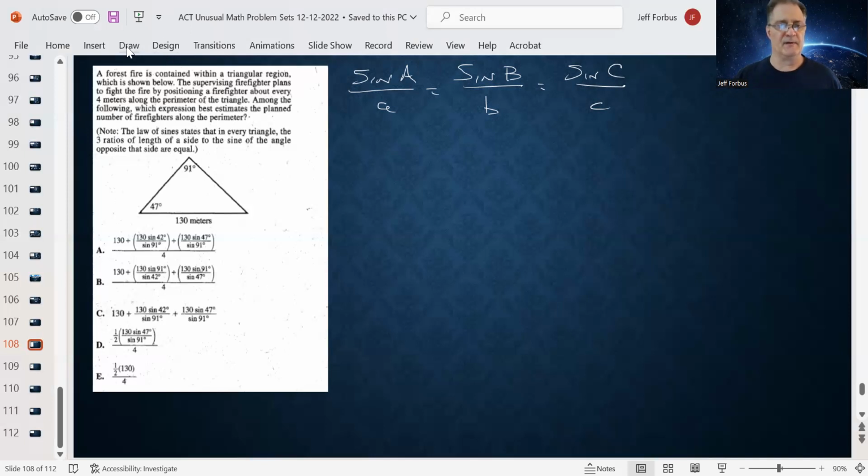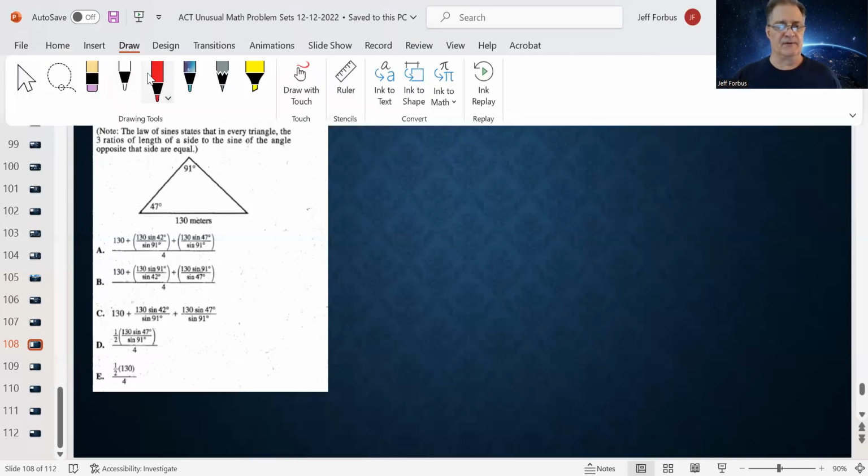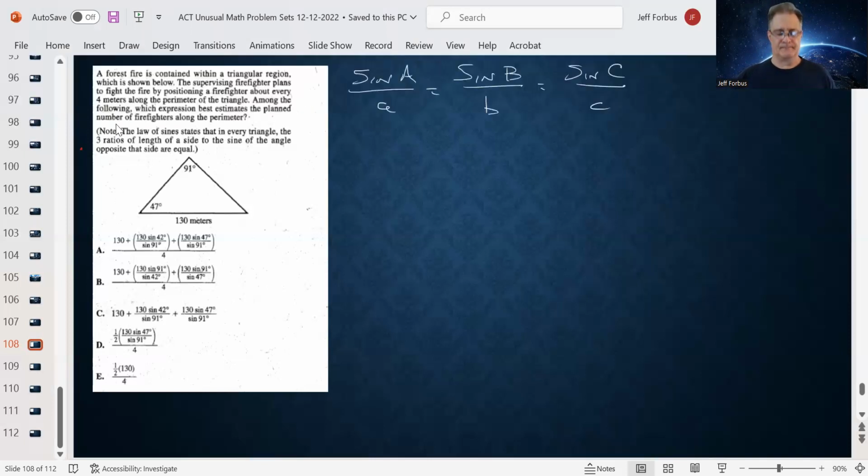So I'm going to change my pen color. Let me change it to red so I can write on the figure. I'm going to label 91 degrees angle C. I'm going to label 47 angle B, just because I choose to. And the unknown angle, I'm going to label it A. Now, if you add 91 and 47, subtract that from 180, you should get 42 degrees. So angle A is 42 degrees.